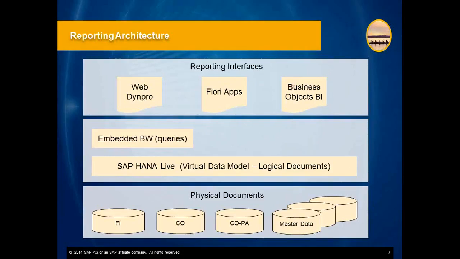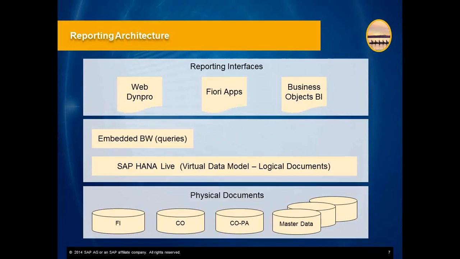So the point is now that if I have reporting in place that I want for finance or controlling, I can basically go against these physical data sources right away. I go against them in real time and on the lowest level, on the line item level. Now, does this replace your BW system? It does not.